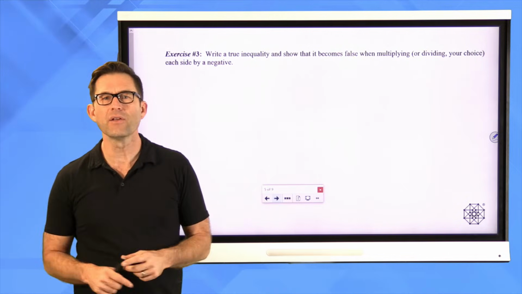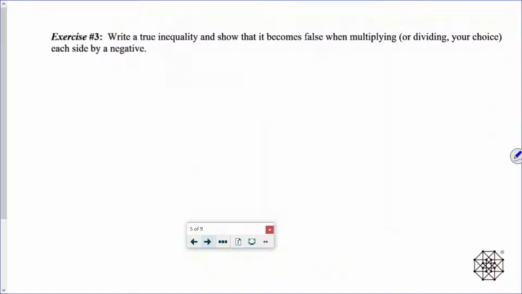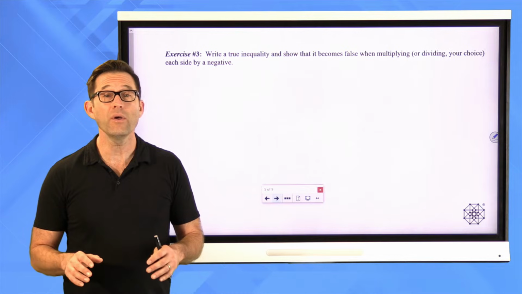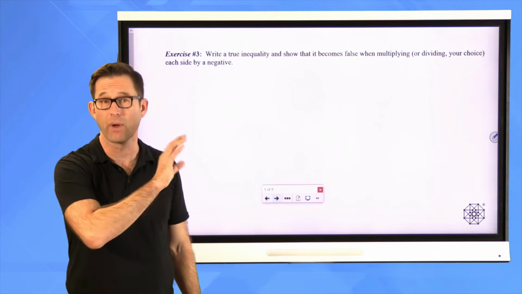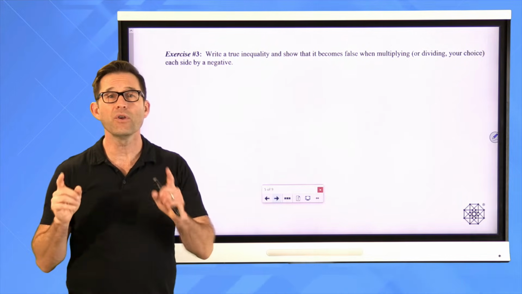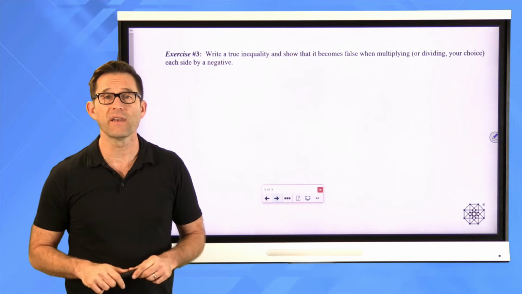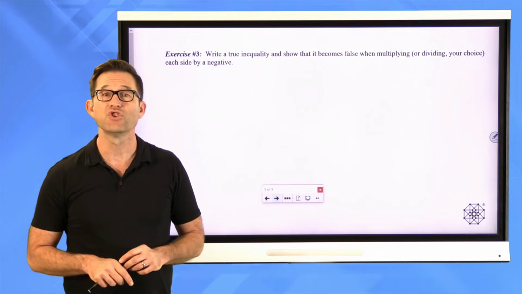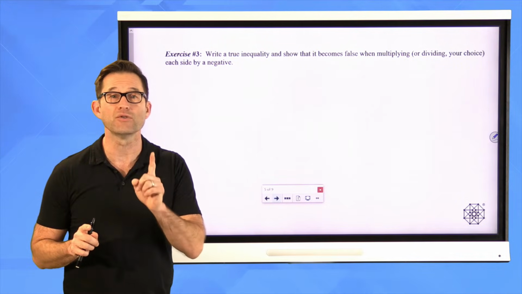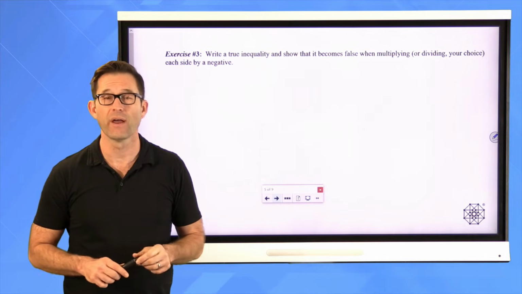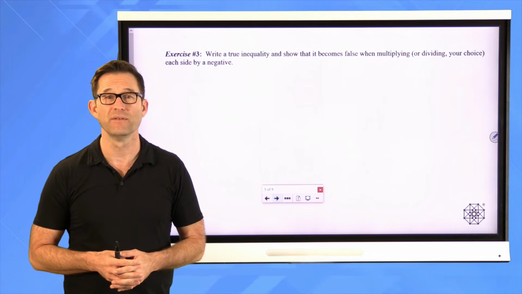So let's take a look at that one more time. Let's take a look at exercise number 3. Write a true inequality and show that it becomes false when multiplying or dividing, your choice, each side by a negative. So that's what I want you to do. I want you to pick an inequality, any inequality with two normal numbers that's true, and write it down, whatever you want. And then I want you to either multiply or divide both sides of that inequality by a negative number and show that that inequality has now become false if you don't change the direction of the symbol. All right? Pause the video now and come up with your own example.